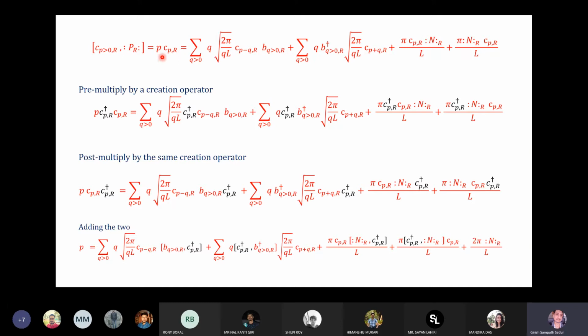What do you expect? What I've done is take this putative identity. This is what I want to prove, that this is an identity. If this is an identity, then I should be able to pre-multiply by C dagger P R or post-multiply by C dagger P R, and they should still be identities. And if they are, I should be able to add them and they're still identities. So whatever I do, this should be an identity. If I pre-multiply by C dagger P R, post-multiply by the same, and I add, what happens to the left side? What do I get on the left side?